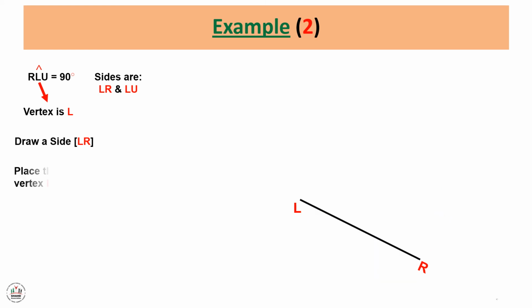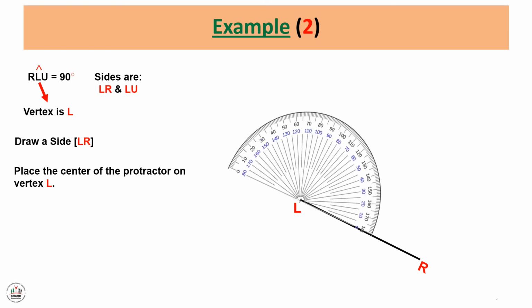Step 2. Place the center of the protractor on vertex L like this. Then place the zero mark on side LR to mark a point 90 degree. So we put the center of this protractor on vertex L and the line of this protractor on side LR.